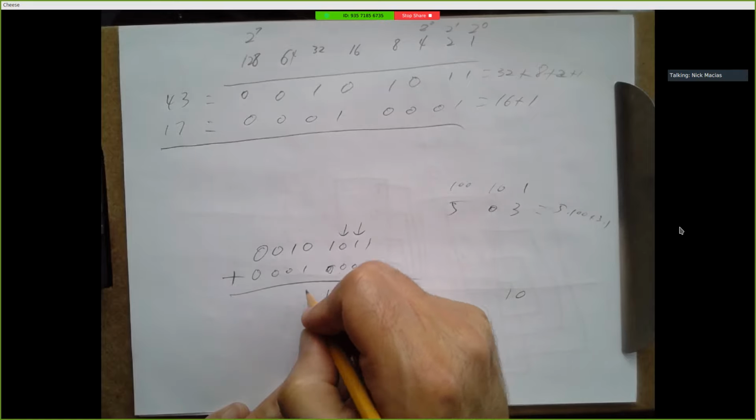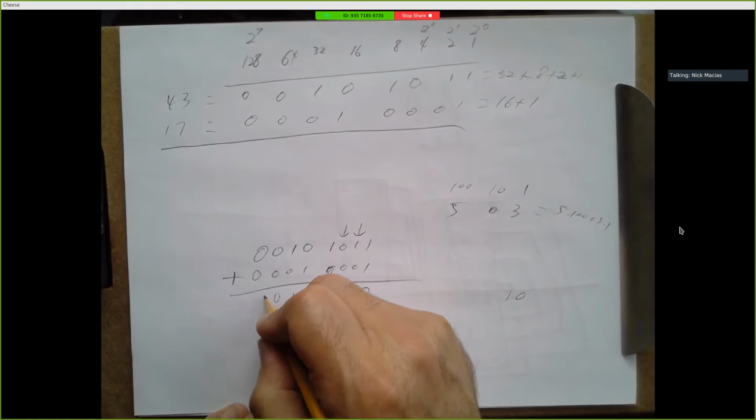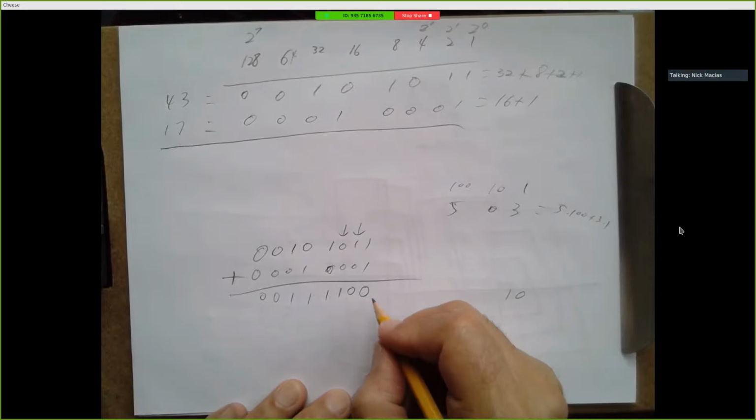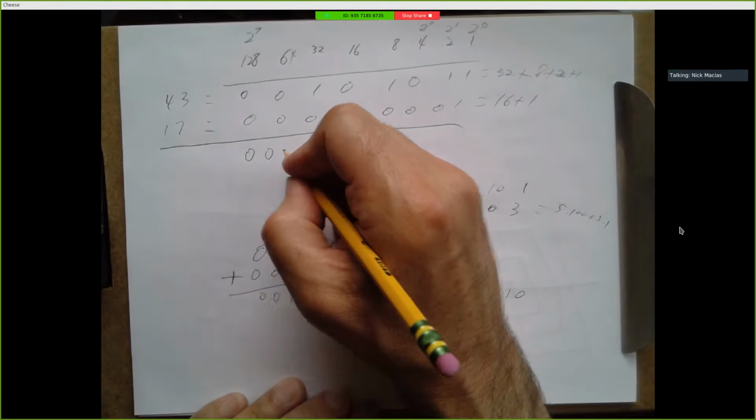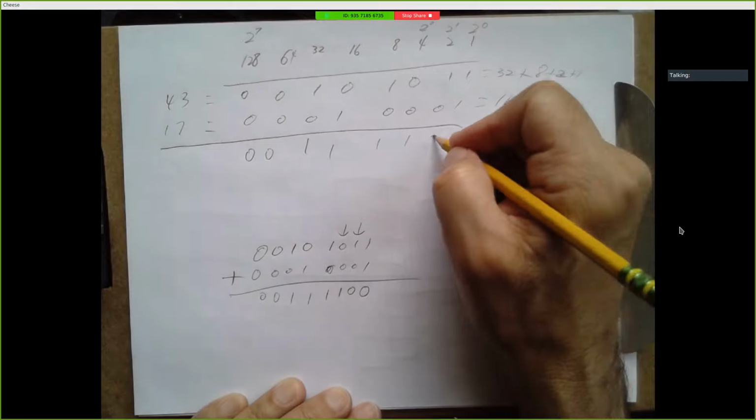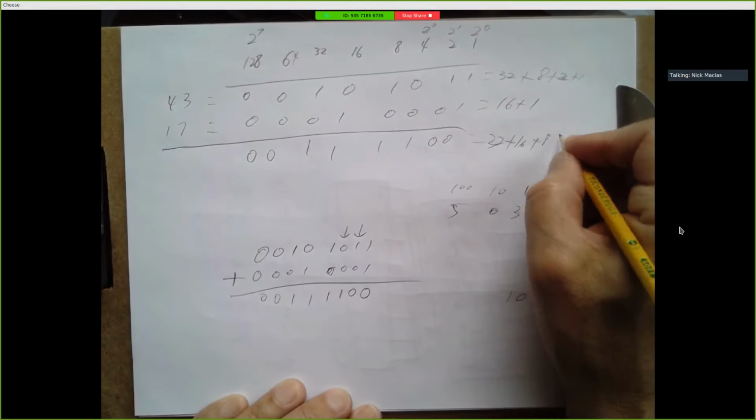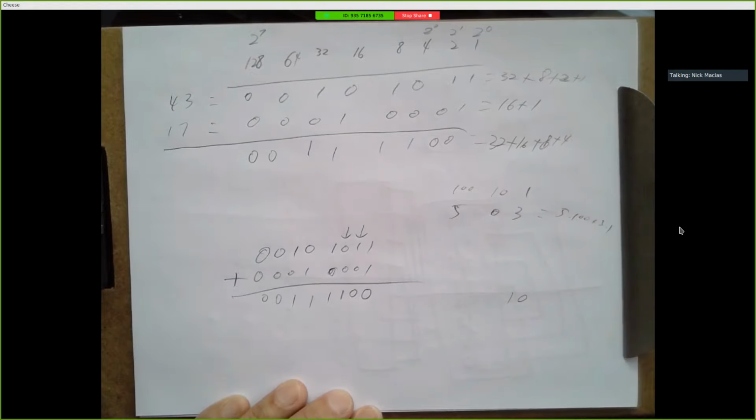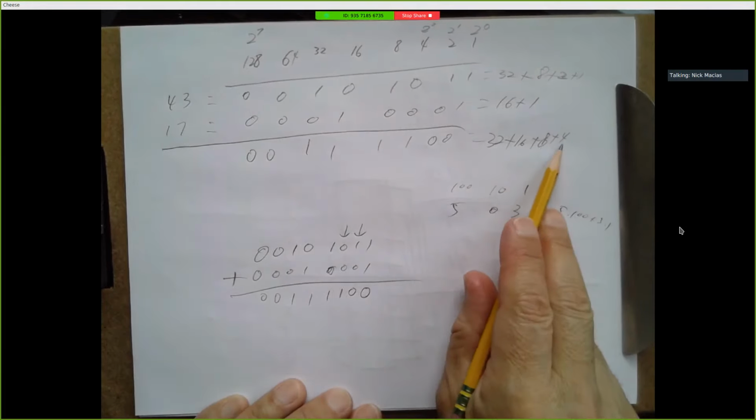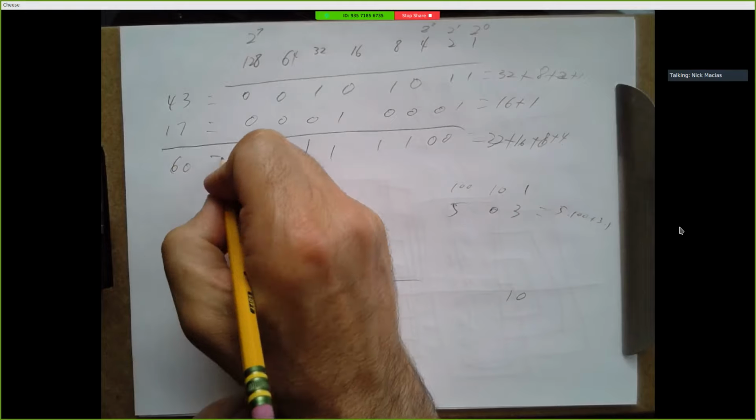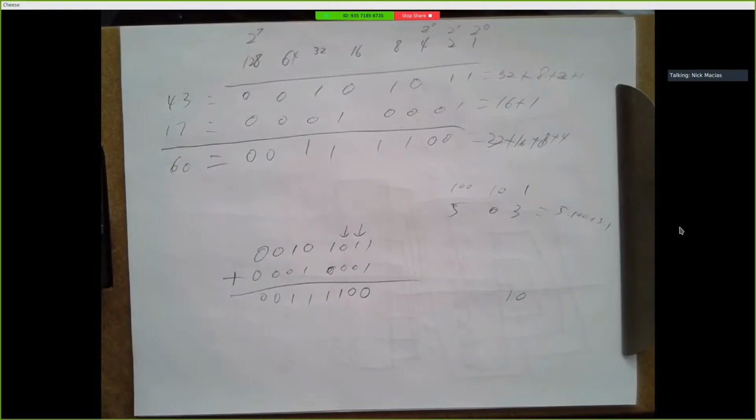1 and 0 is 1, 0 and 1 is 1, 1 and 0 is 1, and these are 0. And so 0, 0, 1, 1, 1, 1, 0, 0. Well, that's 32 plus 16 plus 8 plus 4. That's 48. That's 56 plus 4 more is 60. This is equal to 60. Well, that's 43 plus 17. So we can do addition the way we add plain old decimal numbers.